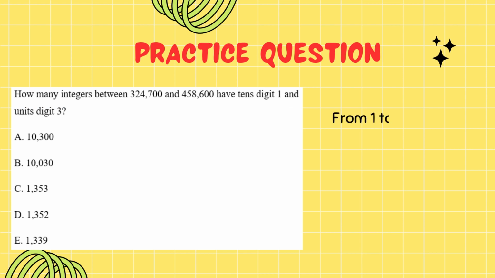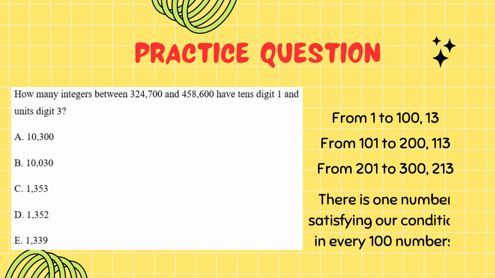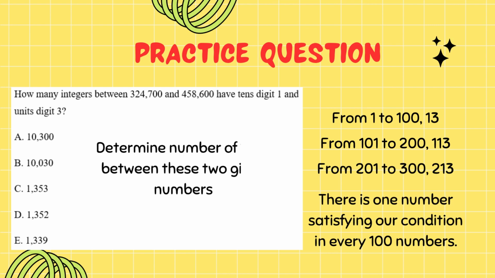We can see that from 1 to 100, there is only one number, 13, which satisfies our condition. Similarly, from 101 to 200, there is again one number, which is 113, and from 201 to 300, again there is one number, which is 213. So we can conclude that in every 100 numbers, there is one number which satisfies our condition. It means we have to determine the number of hundreds between these two numbers.